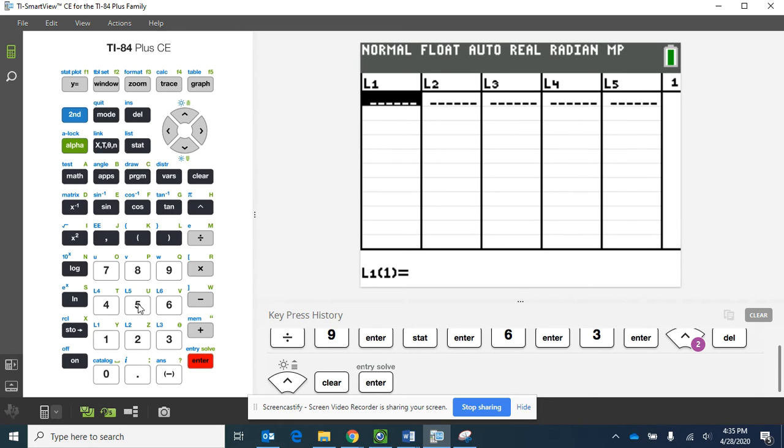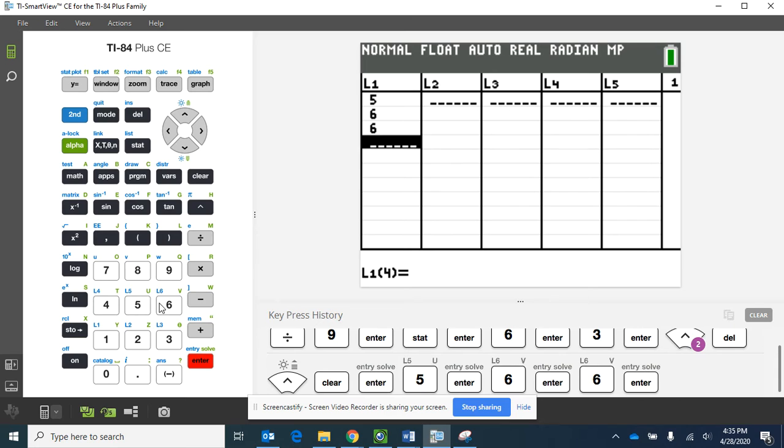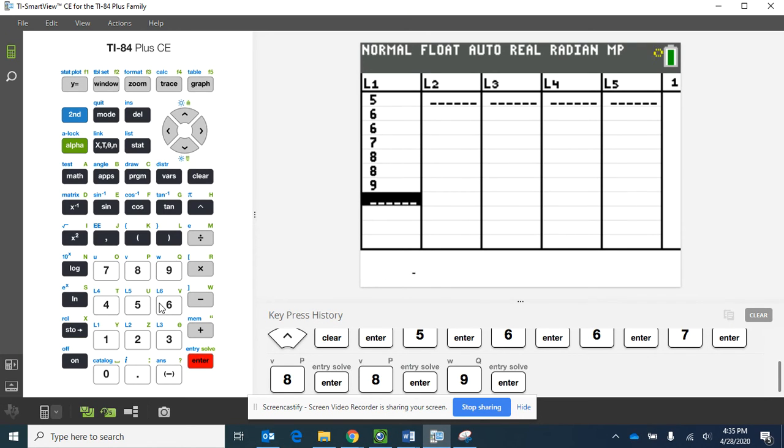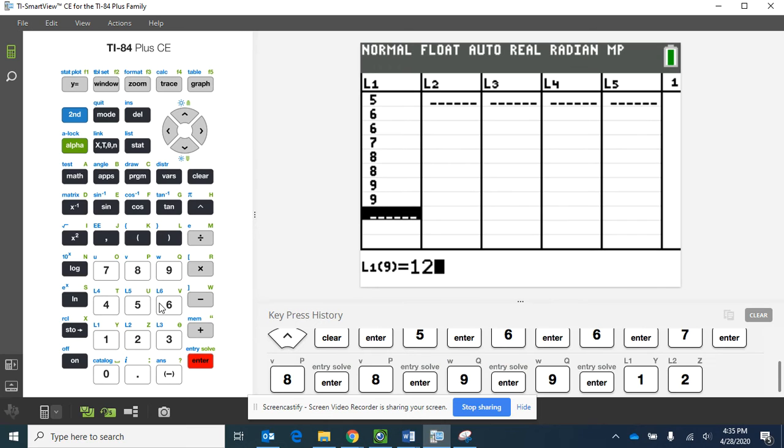So I'm going to enter in my data values. So I had 5, hit enter after each one. So 6, enter, 6, enter, 7, enter, 8, enter, 8, enter, 9, enter, 9, enter, and 12. Now, once again, you want to double check that you've entered them all correctly. Make sure you didn't make any mistakes. Okay, so I just want to do a quick double check. Make sure you have 9 numbers in here. Make sure they're all correct.